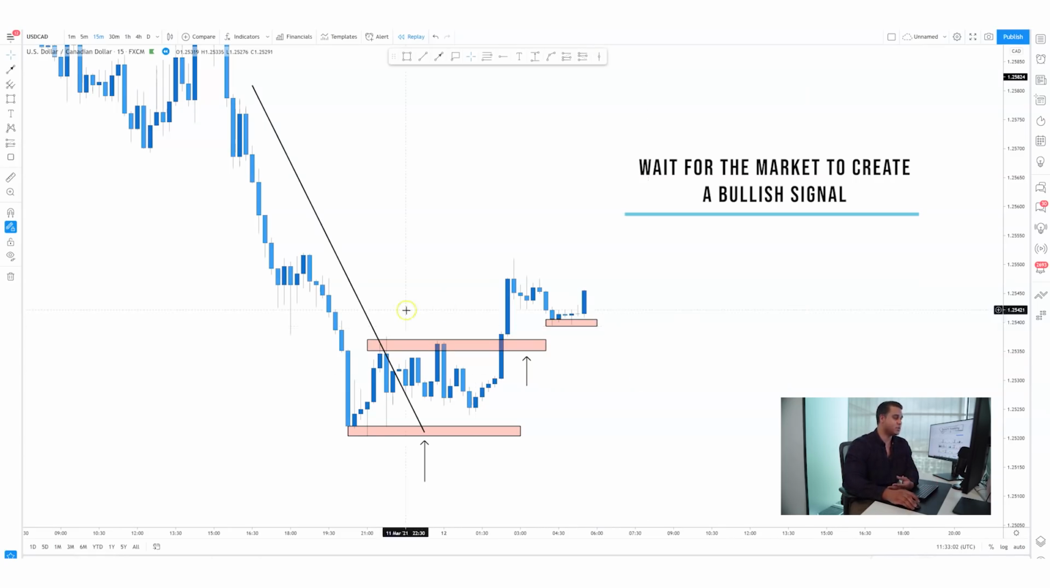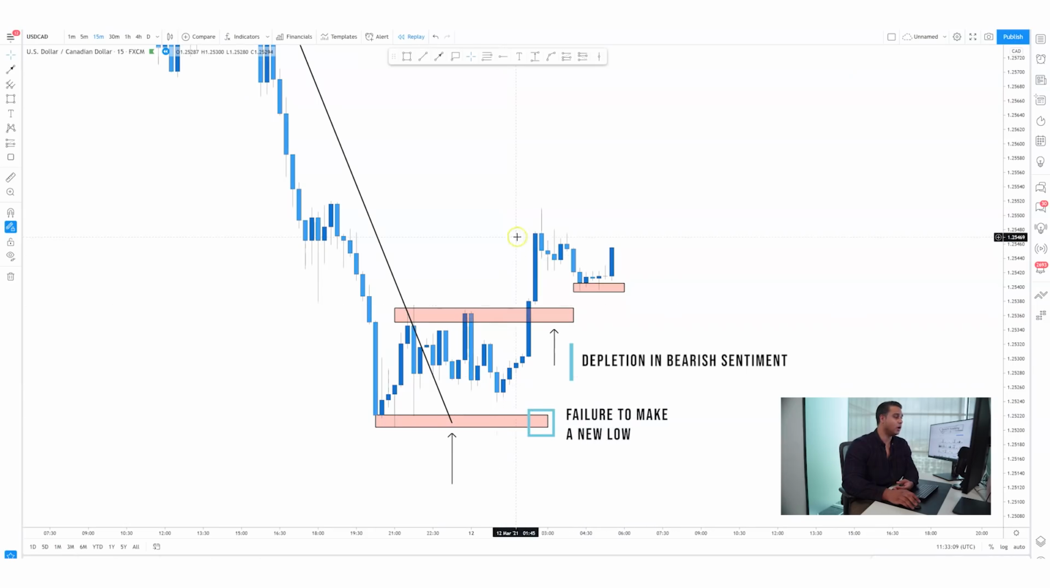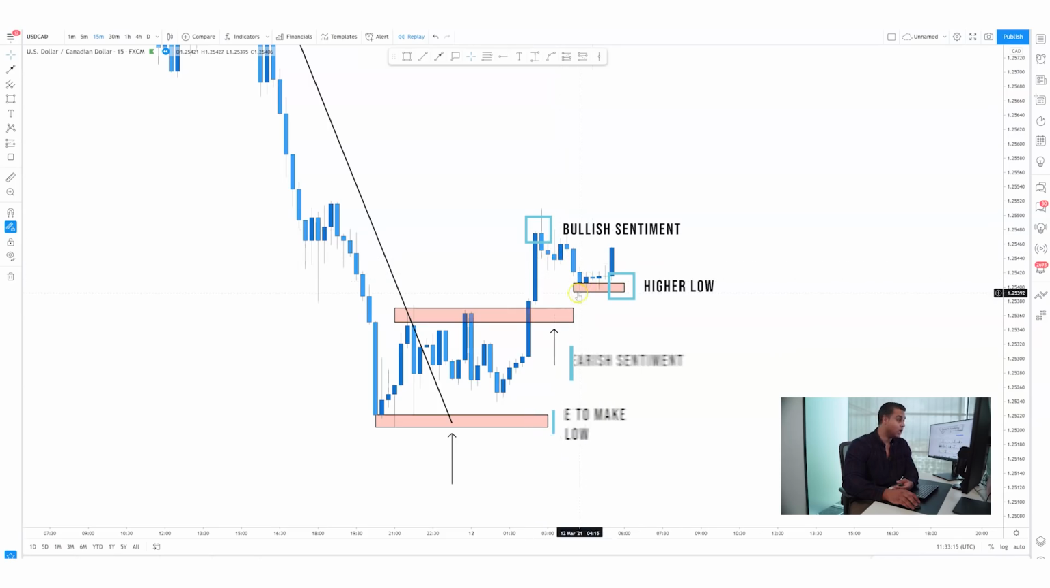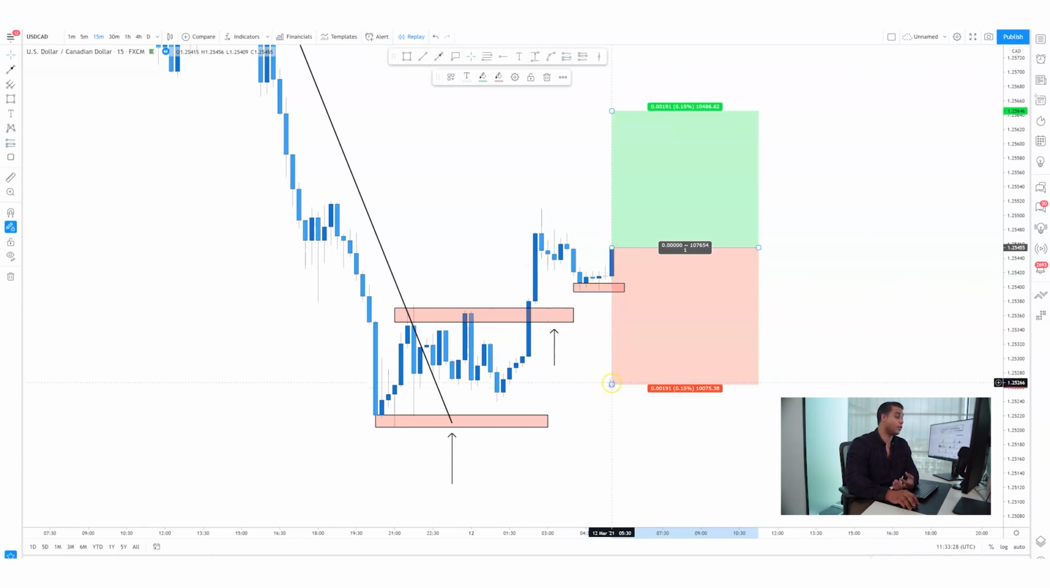This is identifying to us part of the confluence of this downtrend ending: a depletion in bearish sentiment, a failure to make a new low, bullish sentiment, higher lows being formed. Granted, this didn't create the best formation for us here, but this is the point I wanted to highlight to you. Multiple wick rejections to highlight the higher low because we don't have a retest, and bullish sentiment. This is now enough evidence and confirmation for us to say, well, let's go in for the trade.